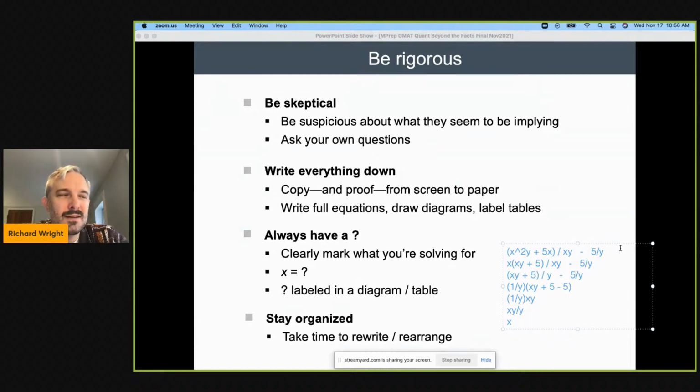Wait, what does that mean? I just ended up with X. Is this telling me the value of X? Now I'm a little bit confused about what I just did. I did a bunch of work, and I think it was good work because I simplified stuff, but I'm not clear what the conclusion is here.